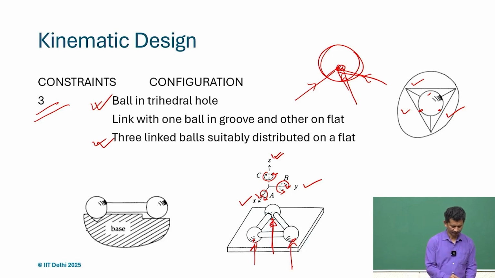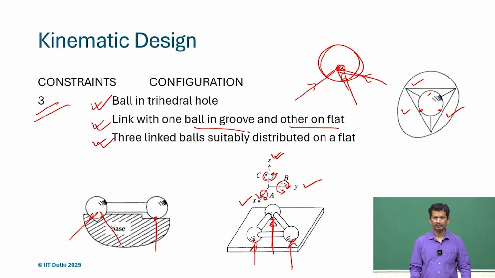Similarly, what we can also do is we can use one V and one flat. So, link with one ball in groove and other on flat, and here also we can see what is the degree of freedom and what are the constraints. So, this we have already discussed.